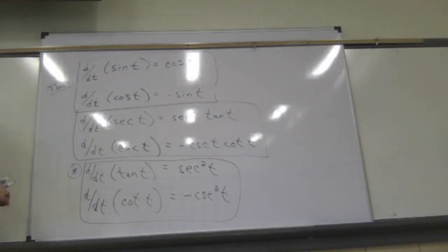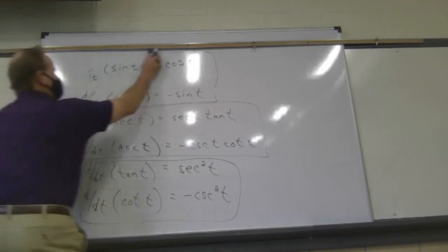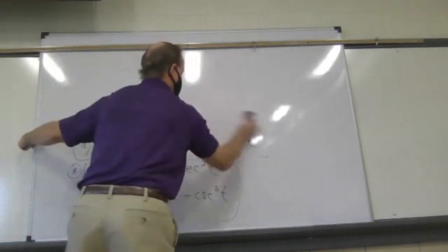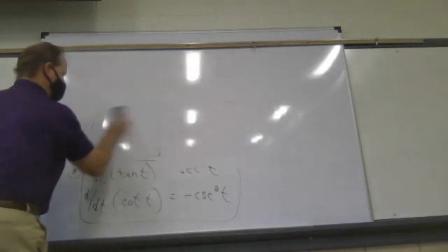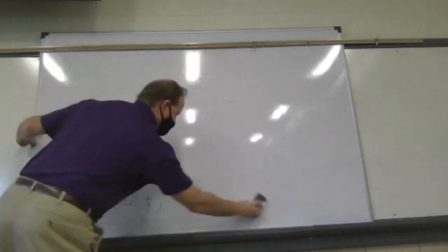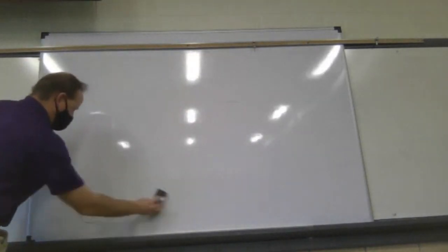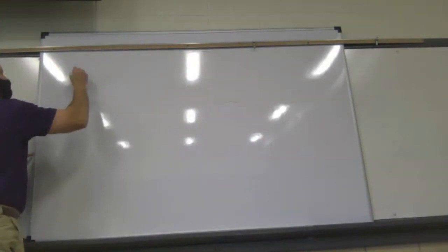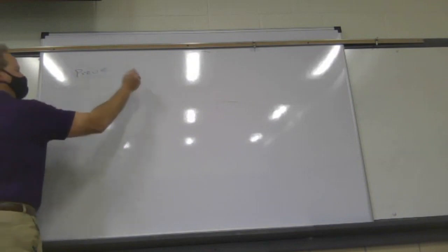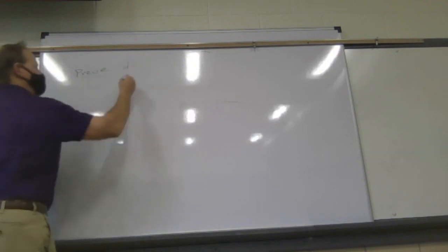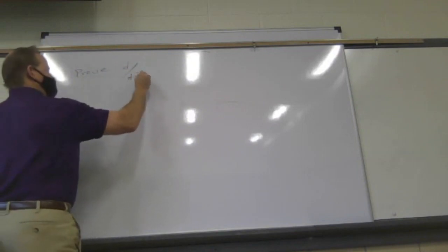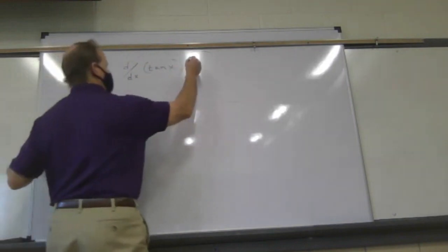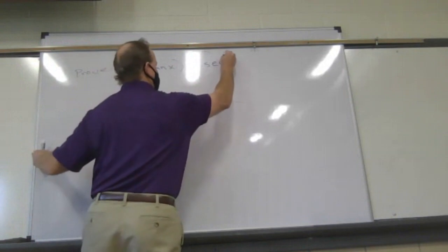So I'm going to erase these things. They are in my video as well, one of my videos in section 2.7. But the proof, I don't know if I have a proof in here or not. So let's prove that the derivative, I'm going to change it to an x, d/dx of tangent of x, the derivative of tangent of x with respect to x is actually secant squared x.